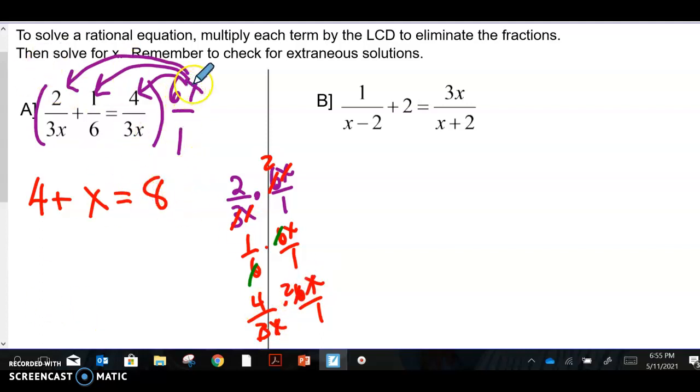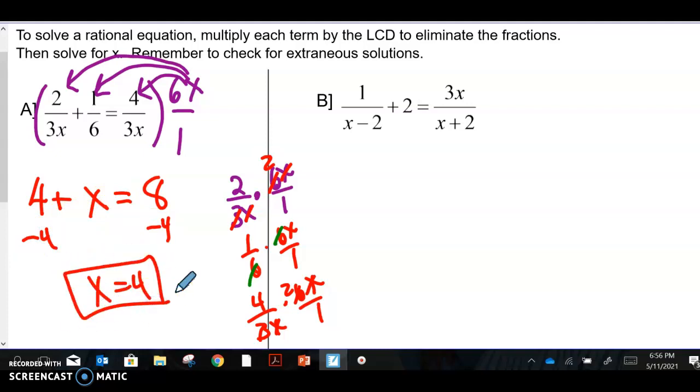Look at this. By multiplying each term by 6x, I wiped out the denominators. I have an algebraic equation that I'm used to solving. I subtract 4 and get x equals 4. Then we can check that and make sure it works. You don't have to go off to the side to do this. I was just trying to show you what we're doing with each of those.